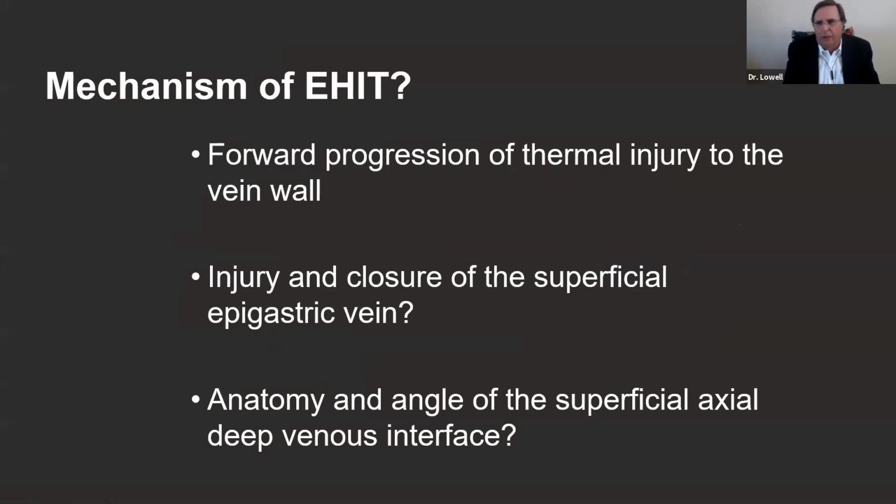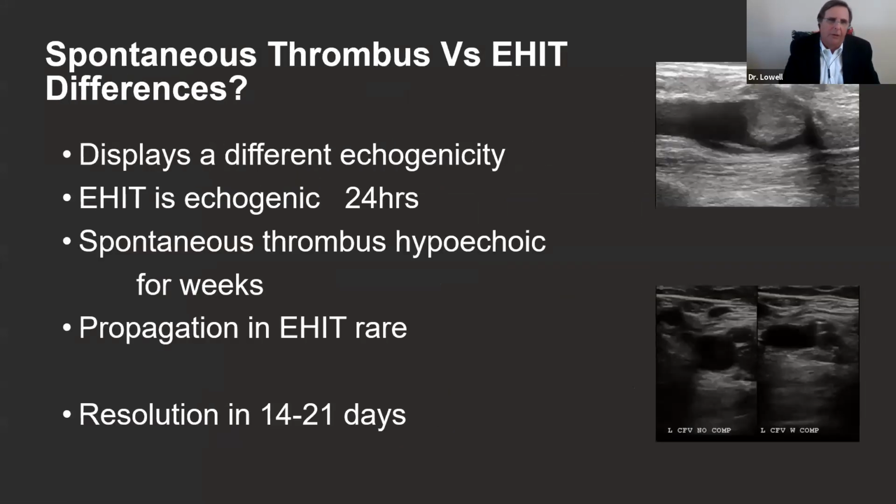So what is the mechanism of endothermal heat-induced thrombosis? Well, it's a forward progression of thermal injury to the vein wall, injury and closure of the superficial epigastric vein, or anatomy in the angle of the superficial axial deep venous interface. How does a spontaneous thrombus versus an endothermal heat-induced thrombosis differ? Well, they usually display a difference in terms of echogenicity. And EHIT is certainly echogenic within 24 hours, which is not true of usually a spontaneous thrombus. And propagation in EHIT is rare, whereas that can happen with a spontaneous thrombus. And also the resolution is between 14 and 21 days in EHIT.